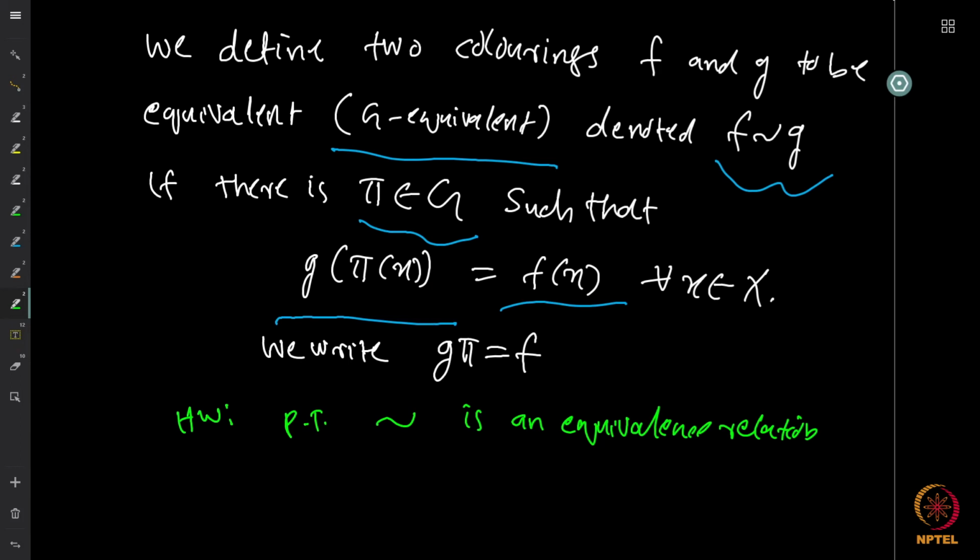Now prove that this relation that we defined is an equivalence relation, right? So tilde is an equivalence relation. The reason we call this f and g are equivalent is because this happens to be an equivalence relation, but you need to prove this. So it's quite easy. Just prove that tilde is an equivalence relation.